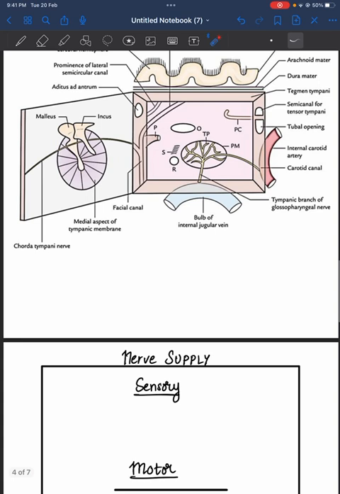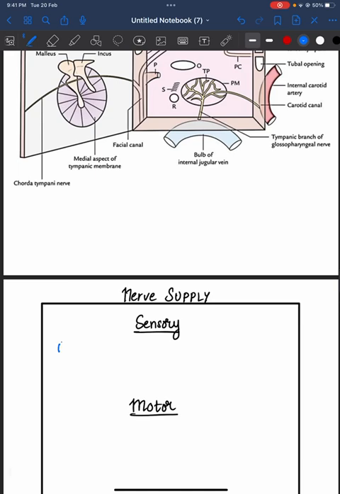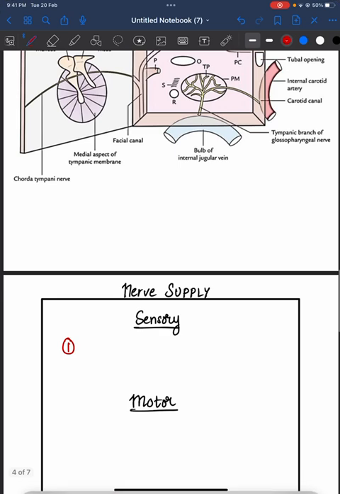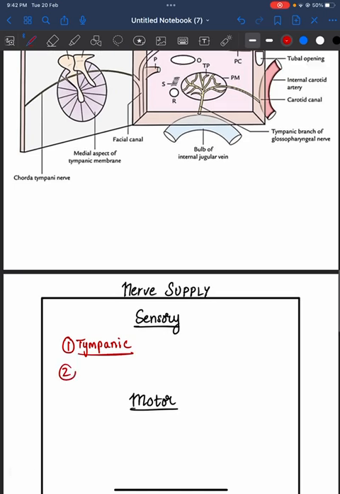Now the important thing we should see is the nerve supply. There is sensory nerve supply as well as motor nerve supply. Under the sensory nerve supply, we first have the tympanic branch. Write it down: tympanic branch of the glossopharyngeal nerve, or cranial nerve 9. I'm not writing the full name. Now the other branch is the auriculotemporal nerve.